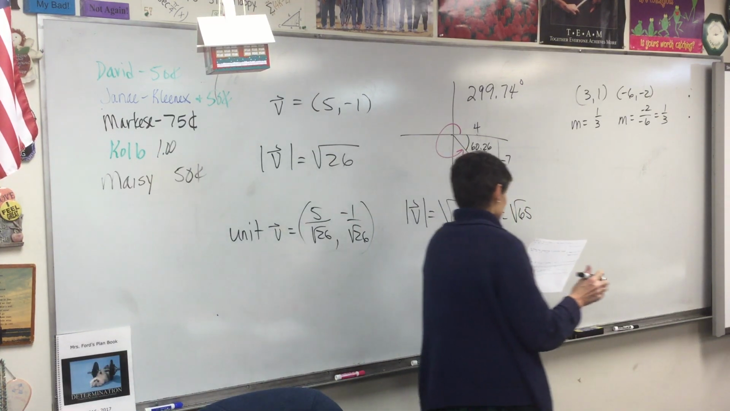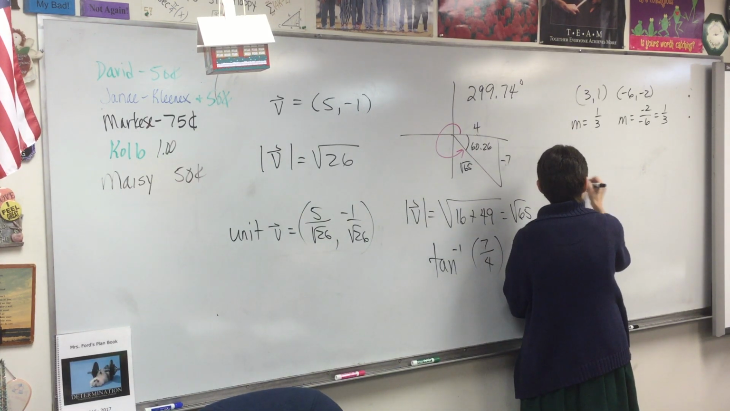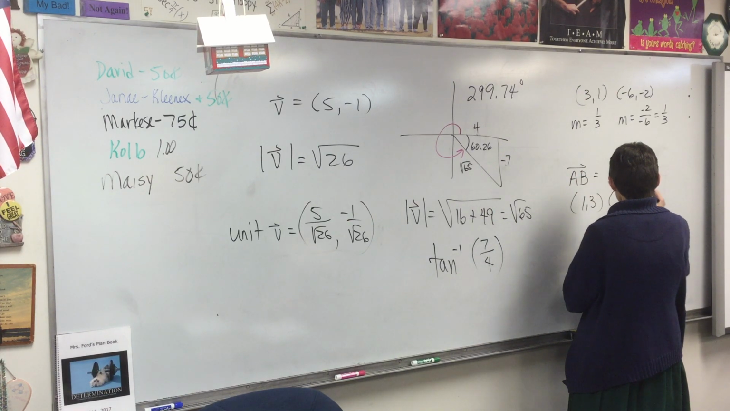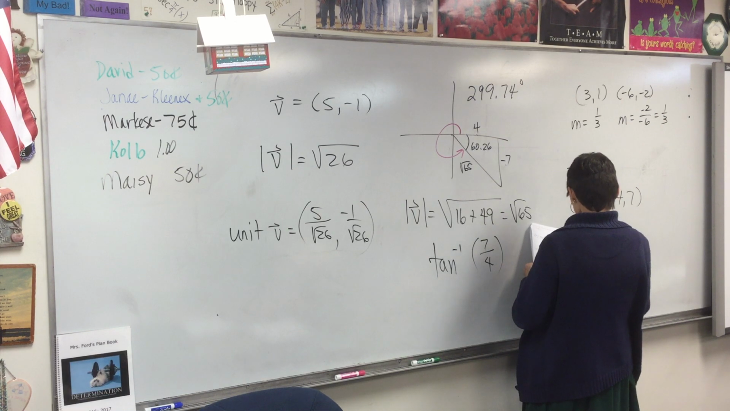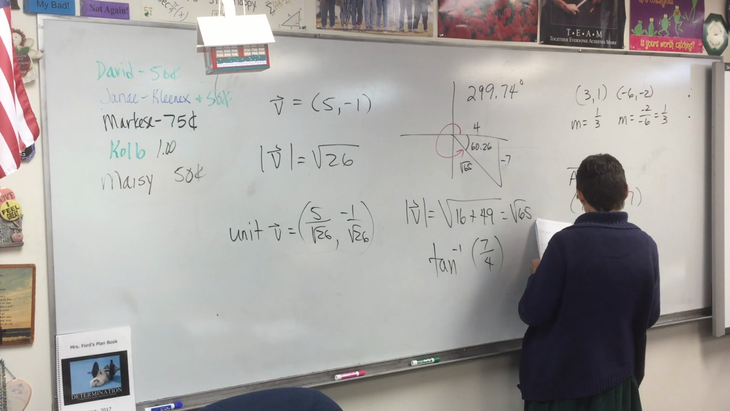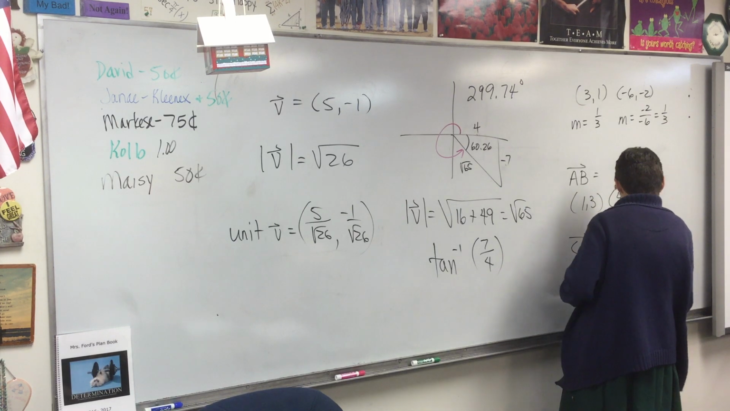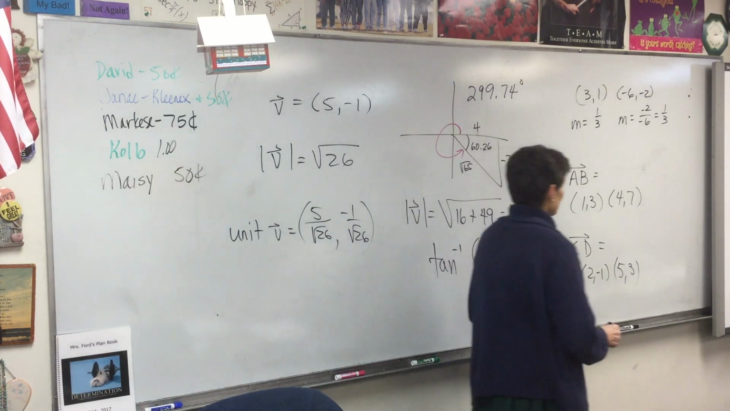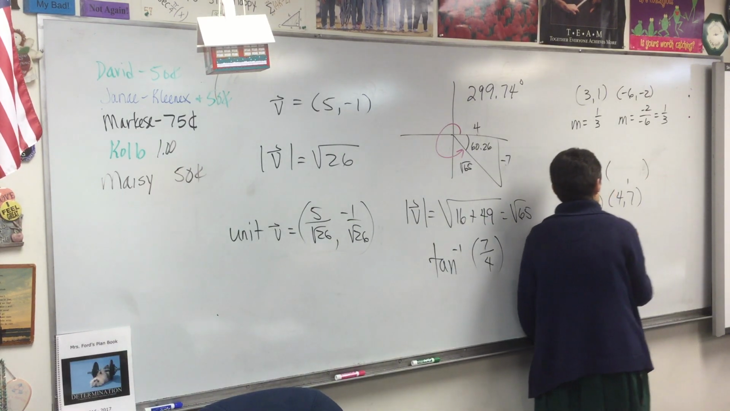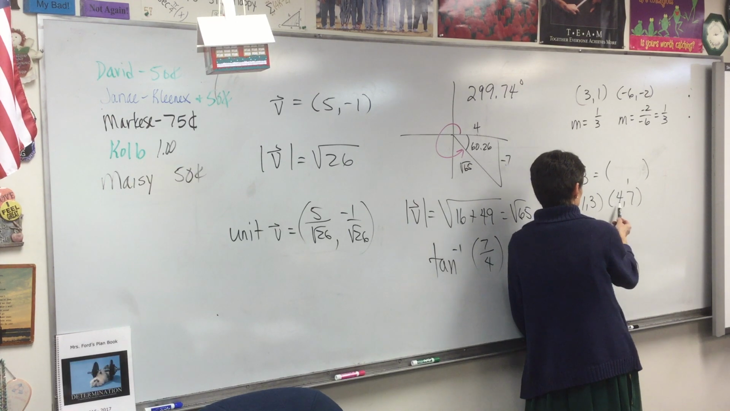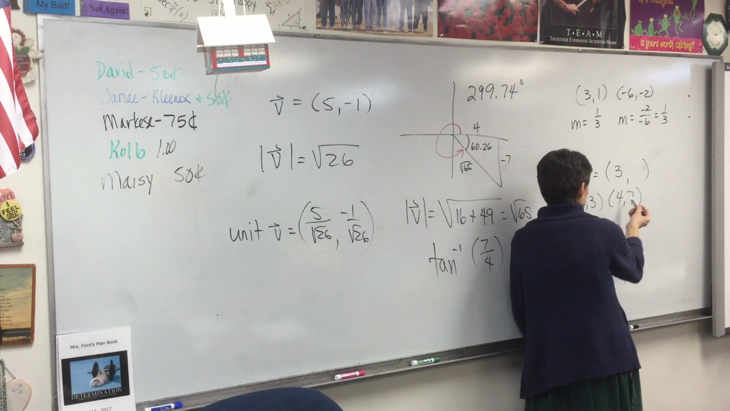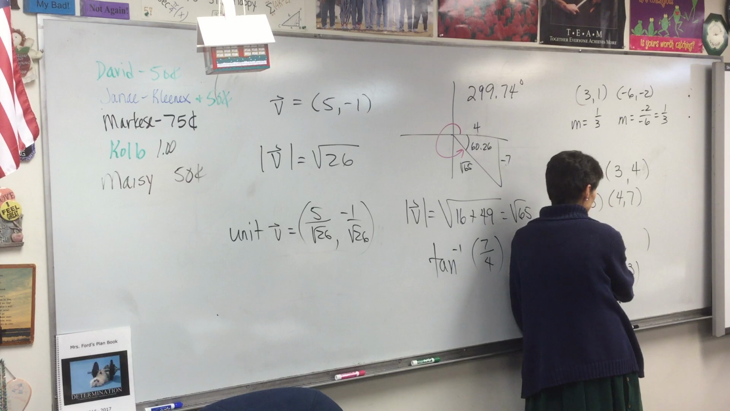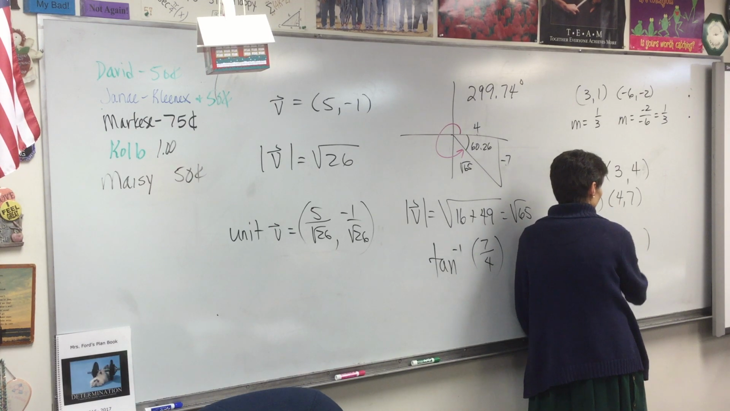And finally, is AB, which is the vector that goes from 1, 3 to 4, 7, equal to CD, which is the vector that goes from 2, -1 to 5, 3? Are those equal? Why or why not? So let's find the coordinates of this one. He's going from 1 to 4 and from 3 to 7. This guy's going from 2 to 5 and from -1 to 3. Okay.